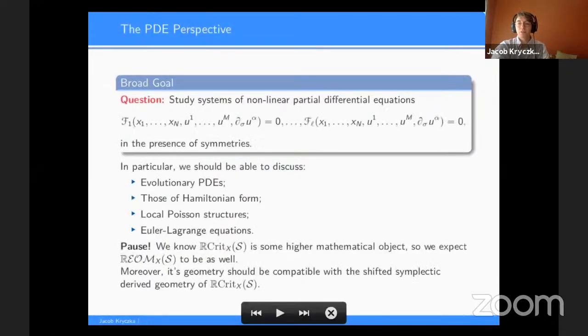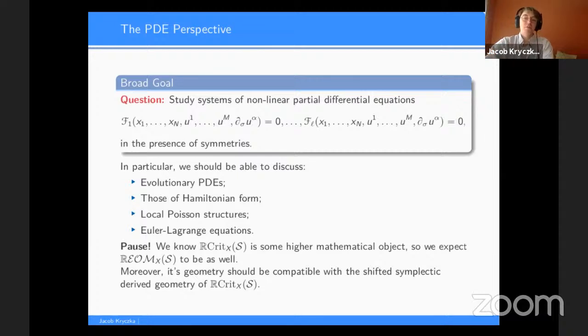So now we want to pass to our PDE perspective. Very broadly speaking, we are going to study systems of PDEs in the presence of symmetries, but we want to be able to apply them to cases where we can study evolutionary PDEs, as I mentioned earlier, those that render themselves also in Hamiltonian form, and the theory of local Poisson structures. But also we want to apply them to Euler-Lagrange systems as well. And this is what our focus will be on today.